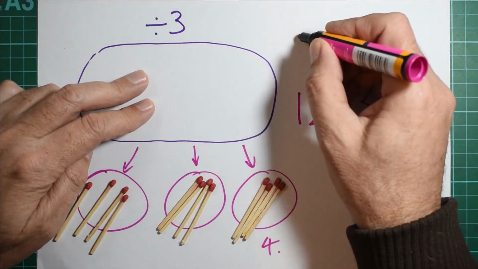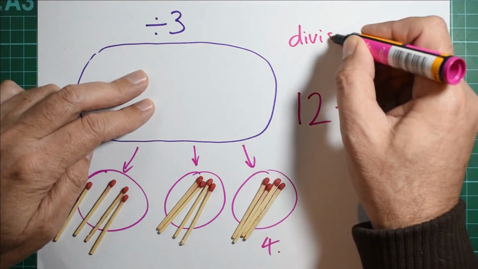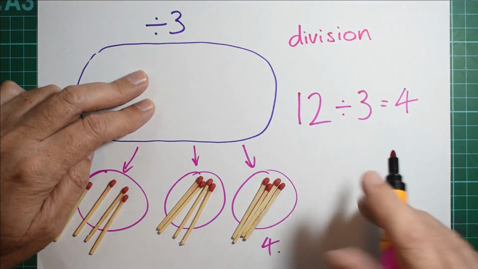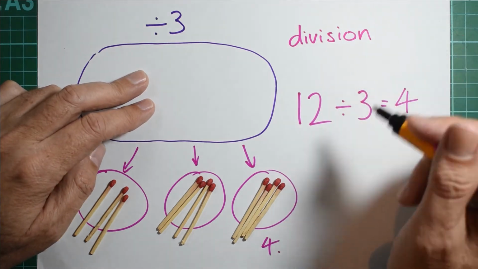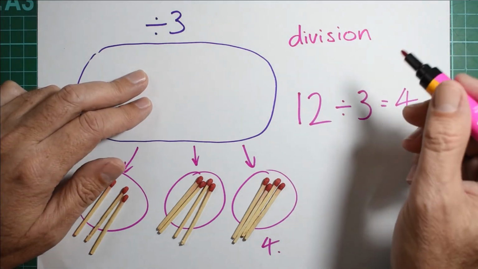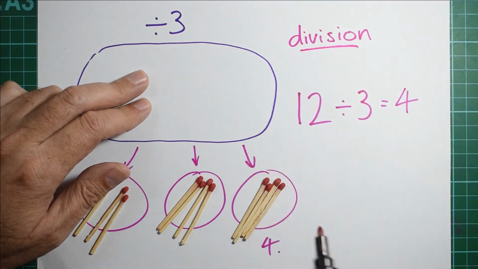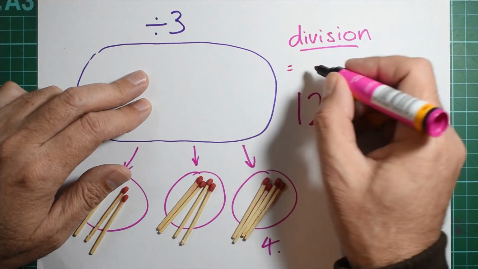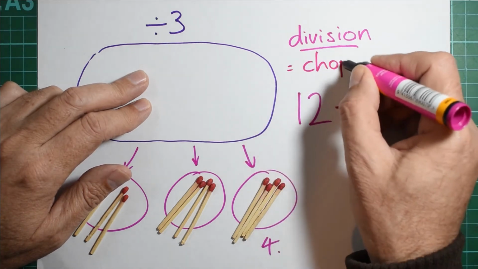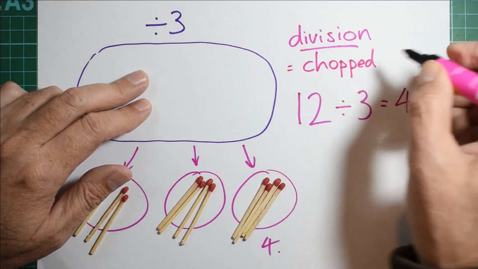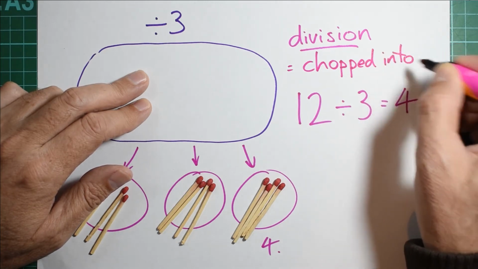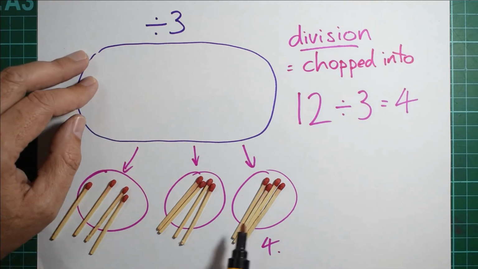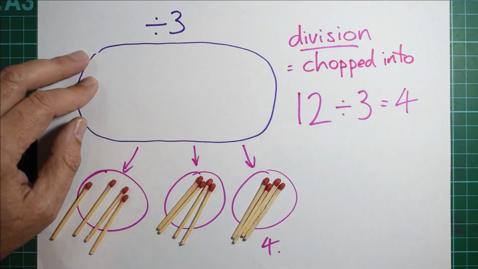Division is the maths word, looks like this, and this may be the first time you've encountered it, I don't know, depends where you're at. If you're in New Zealand year 3 or 4, you may not have seen that much of this word. I like to think of it as chopped into. That's another sort of graphic way of thinking about it. So I had 12 things and I chopped it into 3 sets with 4 in each.